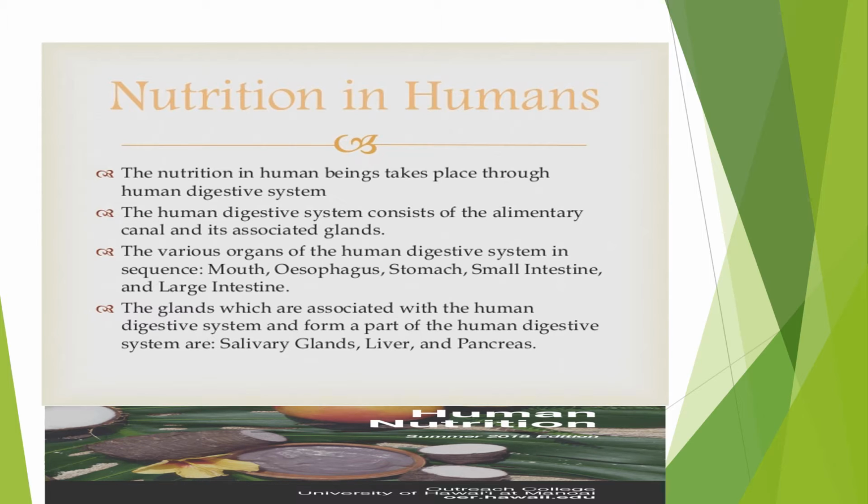Okay. So, what are the various organs in the human digestive system? If we write in sequence, they are mouth, esophagus, stomach, small intestine, and large intestine. And when we talk about glands associated with the human digestive system, they are salivary glands, liver, and pancreas mainly.